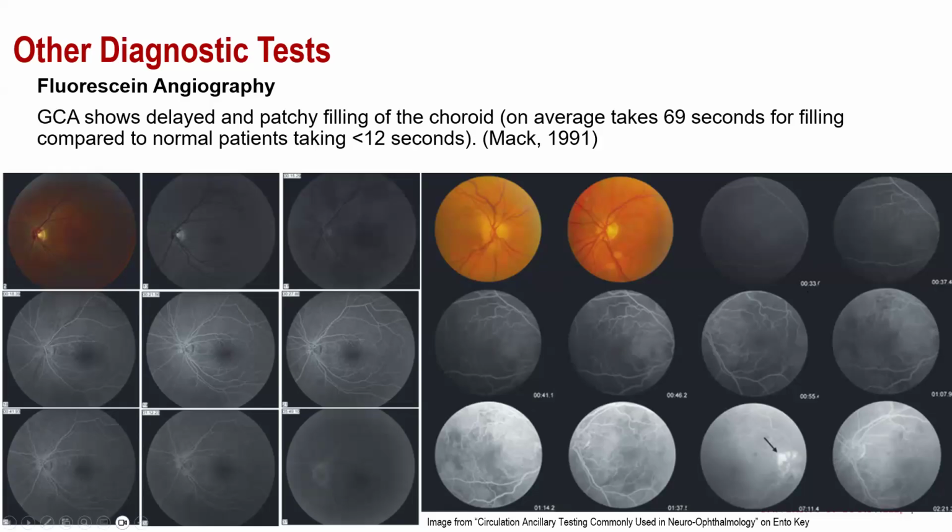So because of this, if someone's presenting with vision loss and being evaluated for giant cell arteritis, especially at an eye doctor's office, this is a very easy ancillary test to perform.